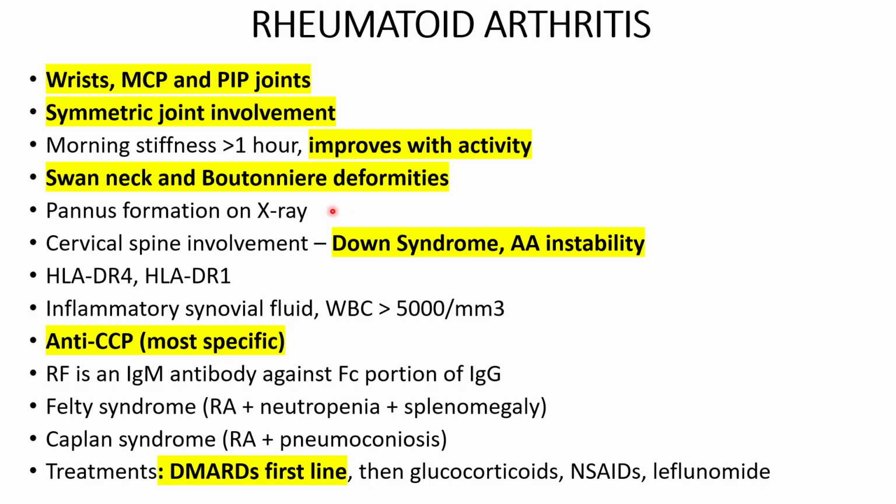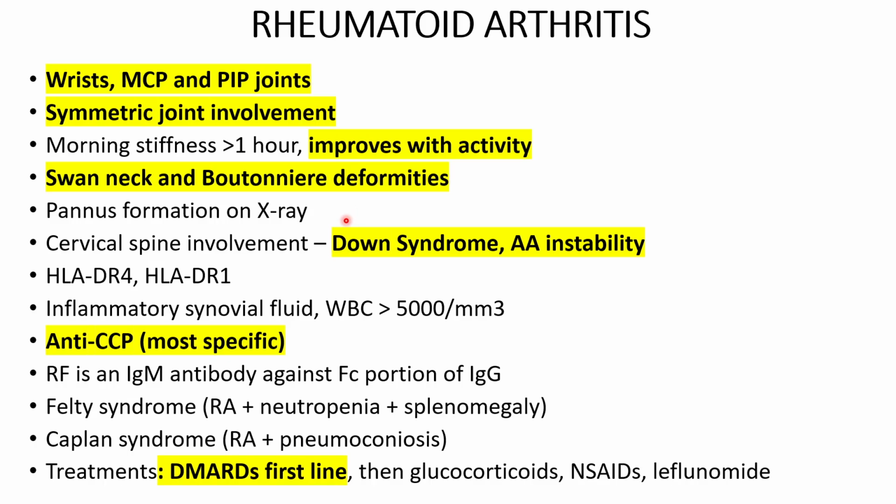You're going to see a pannus formation on X-ray, but what is a pannus? A pannus is inflamed granulation tissue because of synovial inflammation, which causes synovial thickening, which will damage the articular cartilage and bone.